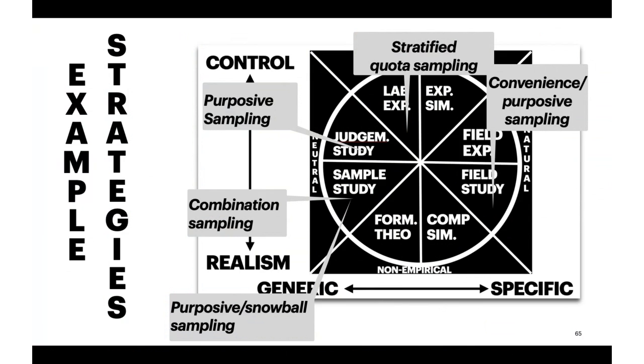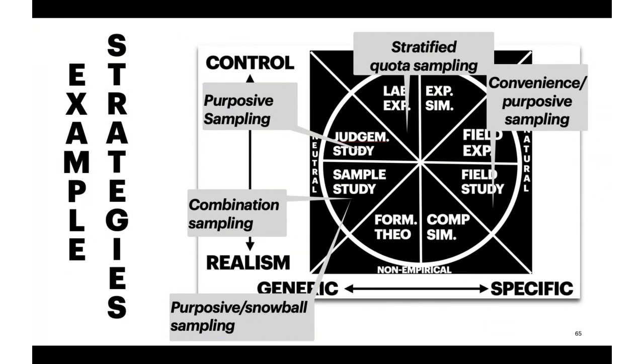Snowball sampling, purposive sampling again, or of course, respondent-driven sampling, they're all possible. They're more likely if we are looking at human beings, if the sample study is considering human beings, right? After all, respondent-driven sampling has been designed for studies involving human beings.